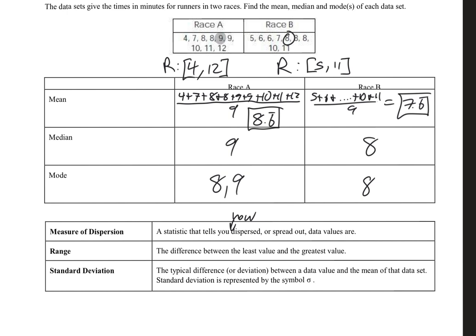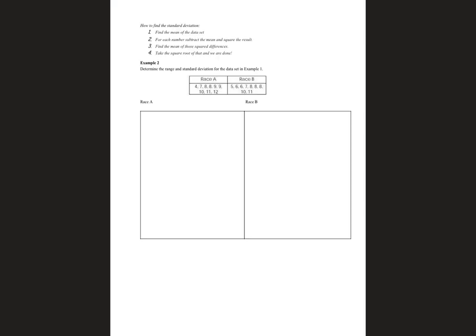Standard deviation: the typical difference or deviation between a data value and the mean of that data set. Standard deviation is represented by this little O with a tail symbol, this thing right here. We're going to spend some time calculating that. That's the symbol for standard deviation. So let's talk about how we do that on the next page. Let's go. All right.